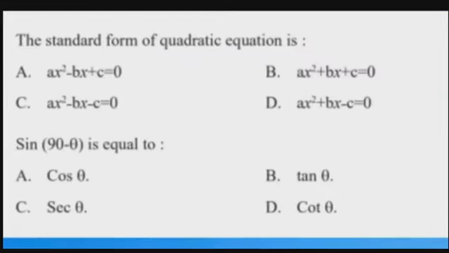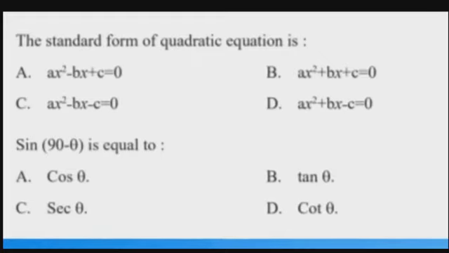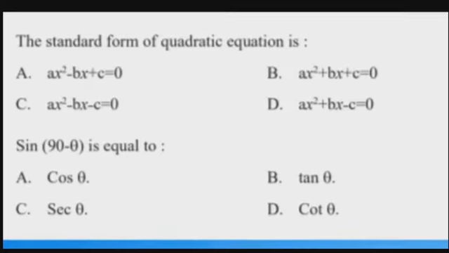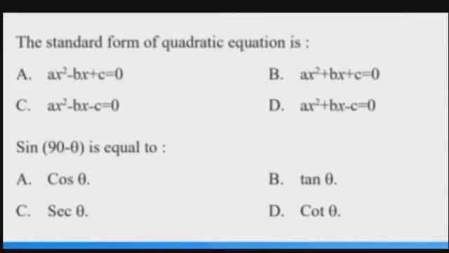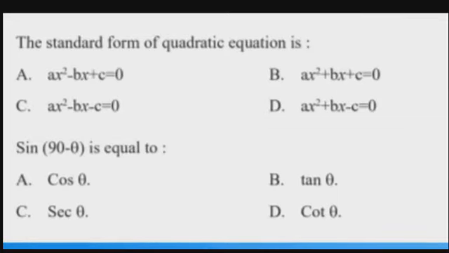Okay. The next question is the standard form of a quadratic equation. Many times I have said to you, children, the standard form of a quadratic equation is ax square plus bx plus c equals 0. So which option is right? The B option is right, ax square plus bx plus c equals 0. You need to shade the B option. Moving on to the next question.